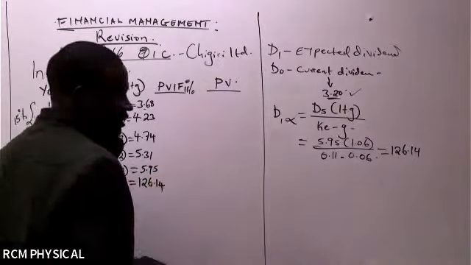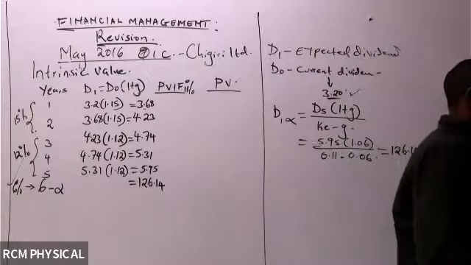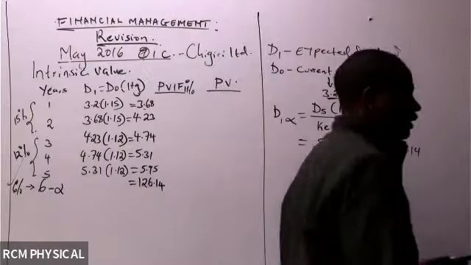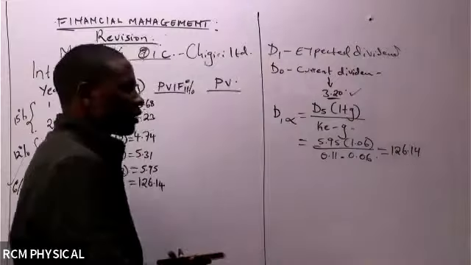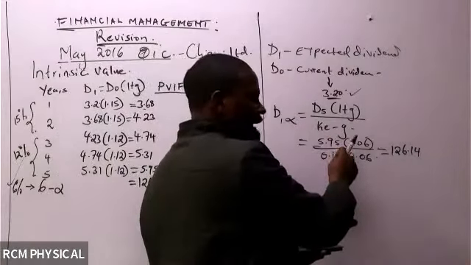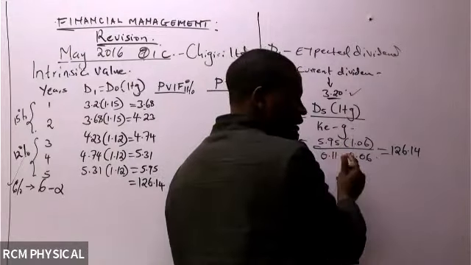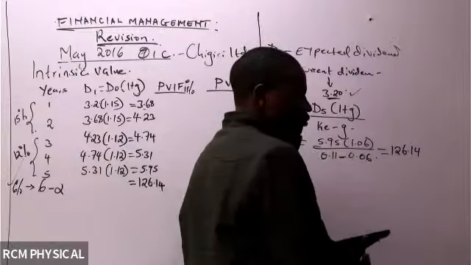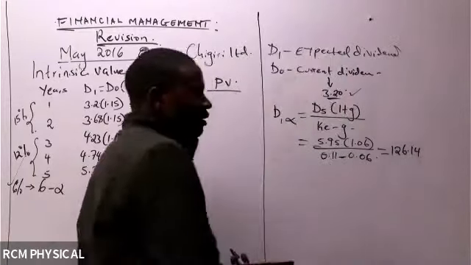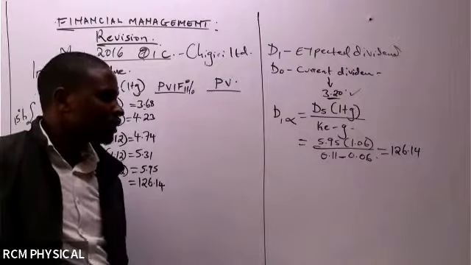126.1. Now, class, I would like to know whether we are together up to that point. Some people are getting 121. Can you confirm? Is it 121 or 126? Remember here we have 5.95 times 1.06 divided by the difference between the two. It is confirmed. It is 126.1, asante.